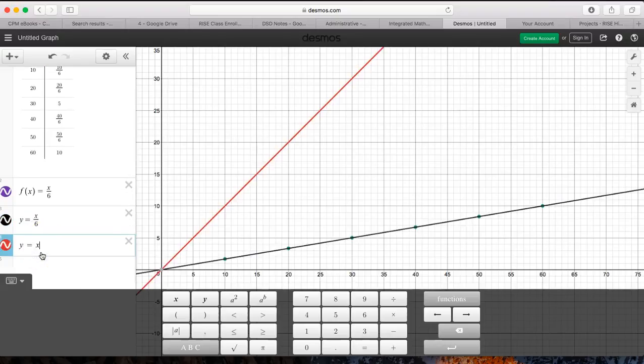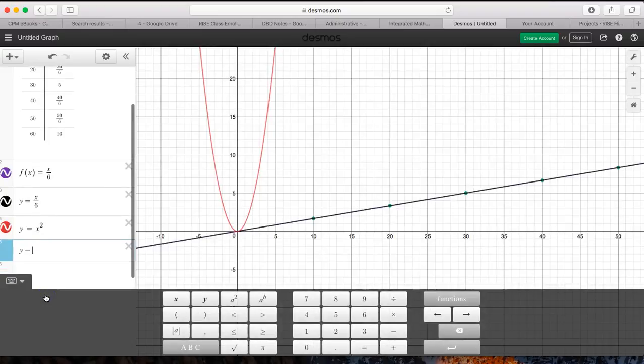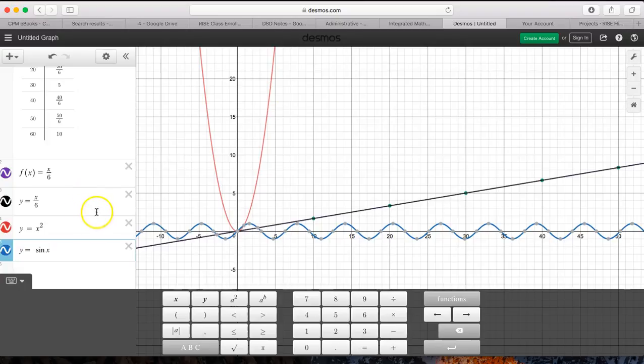You can do parabolas if you're familiar with those. You could do trig functions if you're familiar with those. If you're not, that's okay. But go ahead, experiment, graph a few functions on Desmos.